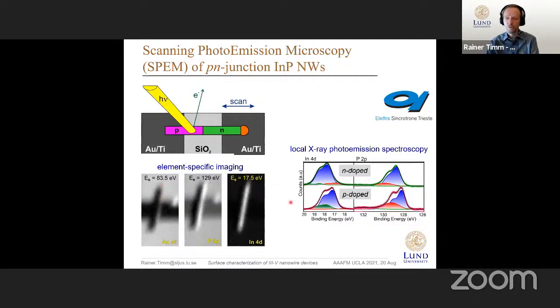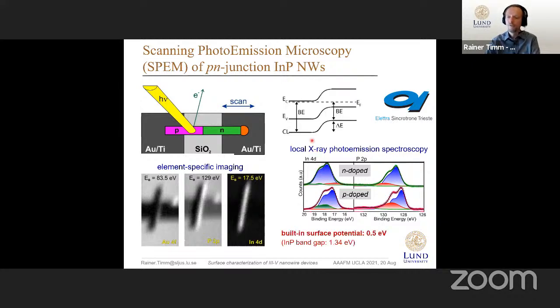So we can take images, or we can focus our X-ray beam onto either the p-doped or the n-doped segment and take standard XPS spectra, as you can see here. If we are looking at indium or at phosphorus, we have a shift of the binding energy position due to the different doping, since the core levels that we see in XPS directly follow the band alignment, also in the valence band and conduction band. And again, we have a surface potential change here of 0.5 electron volts. We are back in vacuum at clean surfaces.